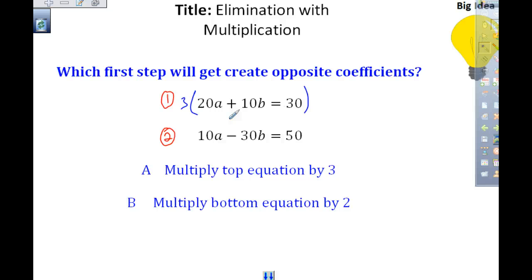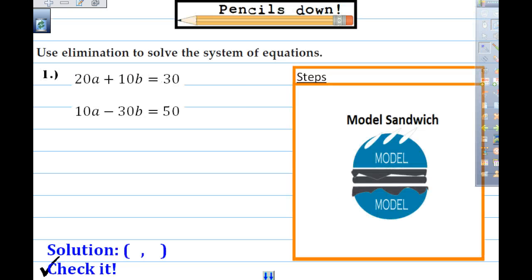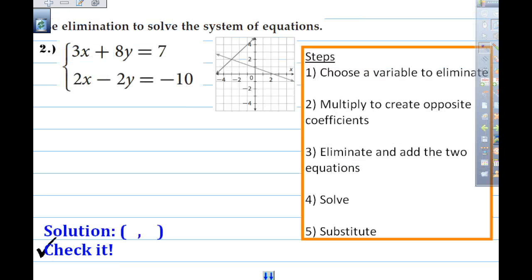So if your work does not match your neighbor's perfectly, but you have the same answer, you probably did two perfectly fine and correct problems, just in a different way. All right, so let's just do a little practice here. So just looking at here, what would we multiply by? Which equation, top to bottom, and what would we multiply by to cancel out a variable?